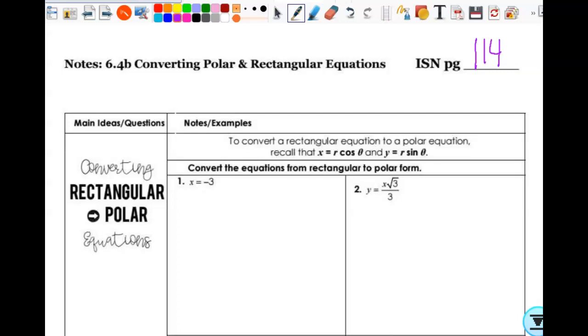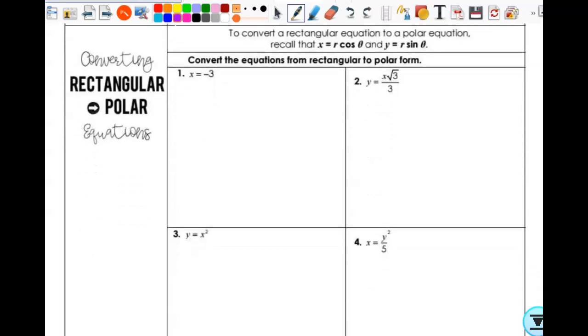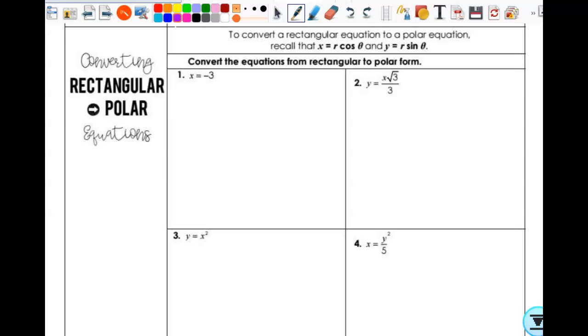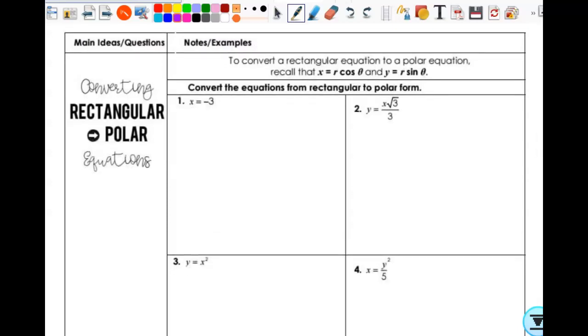Never mind. So we're going to start by converting our rectangular, the x and y stuff that we are more comfortable with, to polar. So we're going to recall, meaning that we already know this because we did it yesterday. X equals r cosine theta, y equals r sine theta, and also that x squared plus y squared equals r squared. Okay, those basic things that we know are going to help us convert.